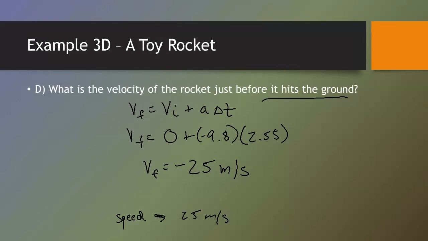Okay? The same speed at which you threw it, or at which the rocket launched. So when it goes straight up in the air at some particular speed, it's going to be coming down at the exact same speed when it reaches the same height.